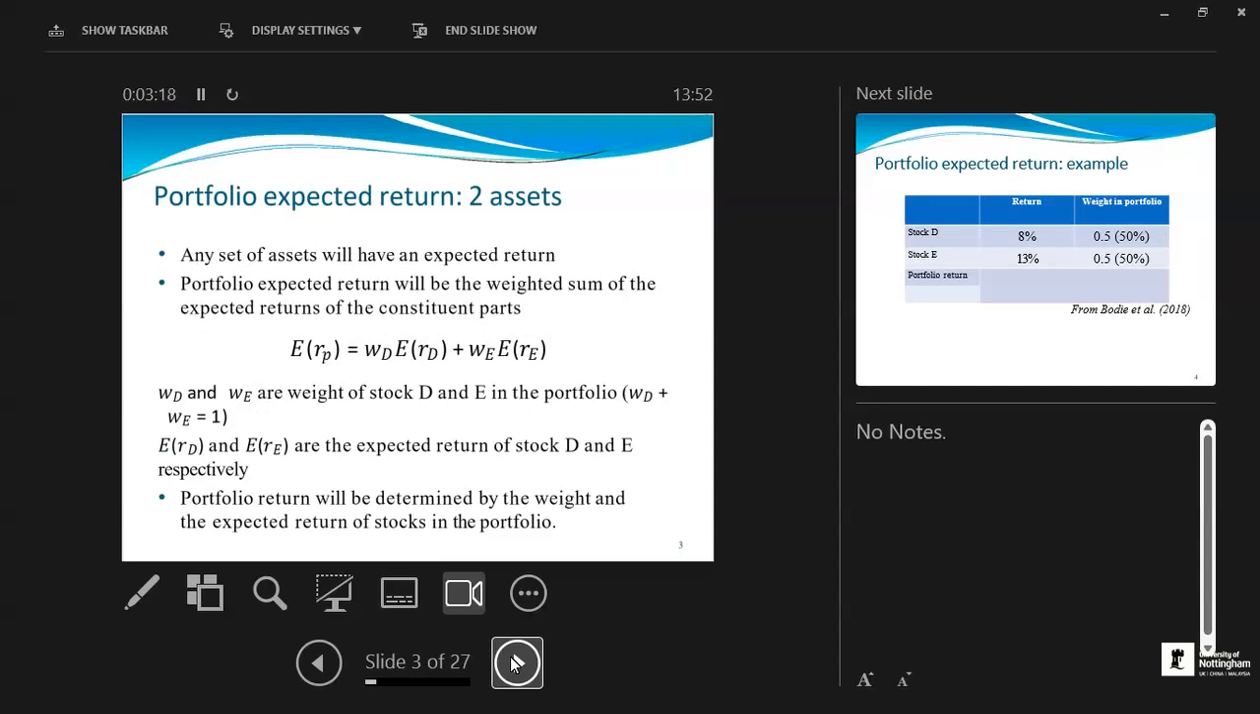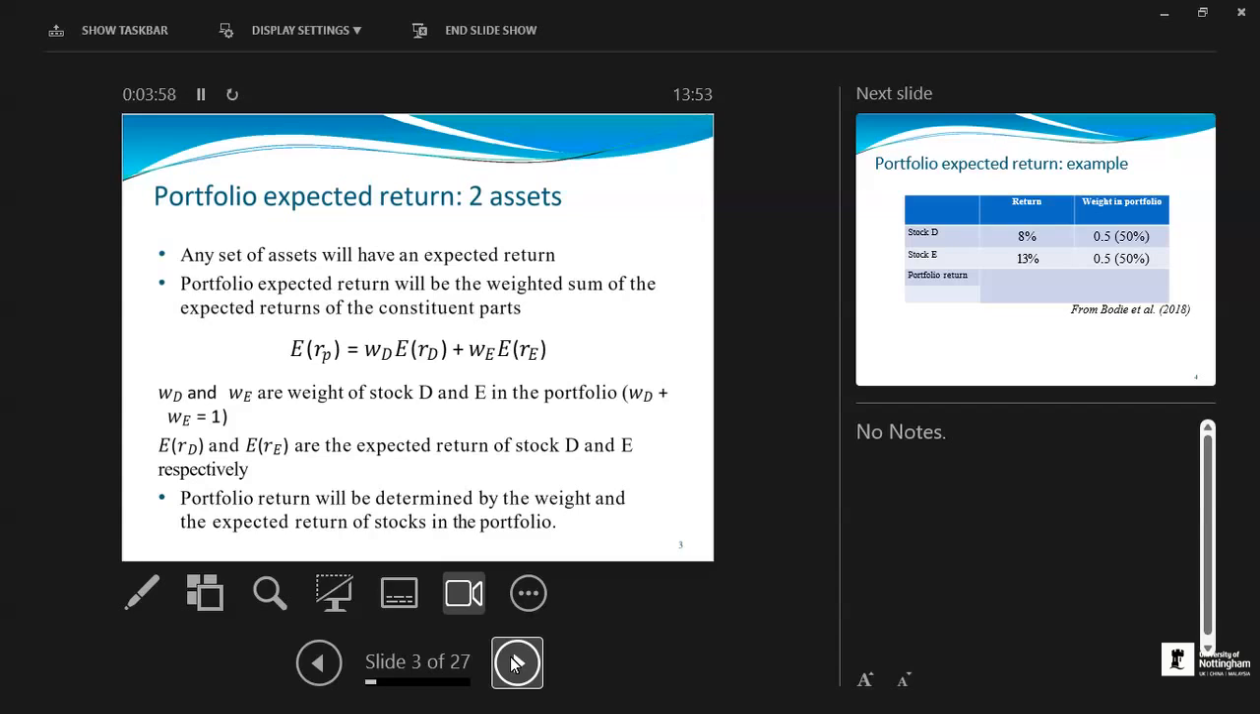So how do we calculate the expected return of a portfolio? It's simply the average return of the assets in the portfolio. Right? Okay, so the expected return of the portfolio, here we have two assets. We call them D and E, right? So what's the return on this portfolio that consists of two assets, D and E? It's the weight of asset D times the expected return of asset D plus the weight of asset E times the expected return of asset E.